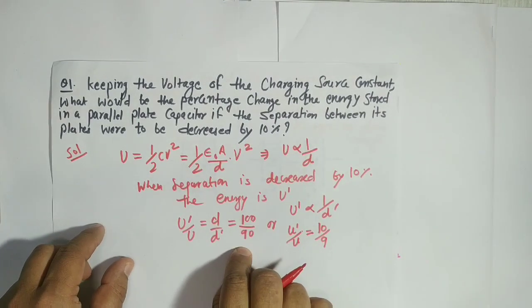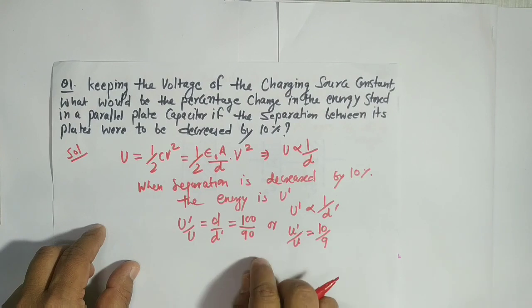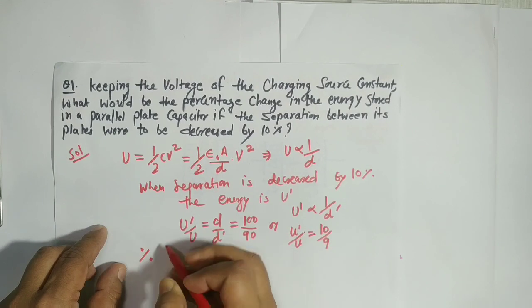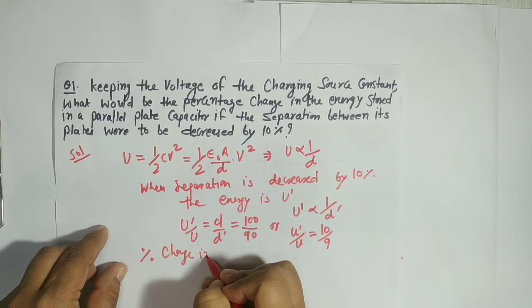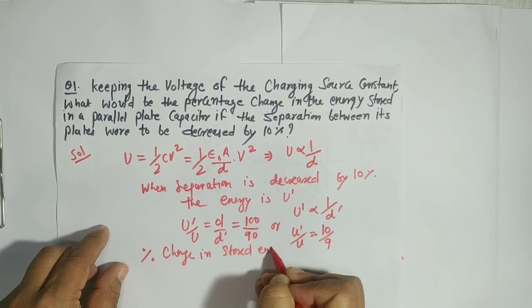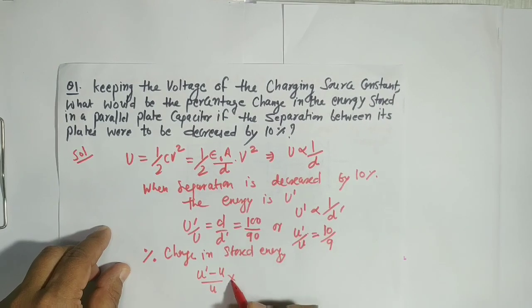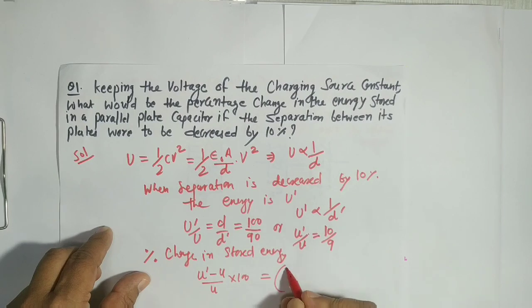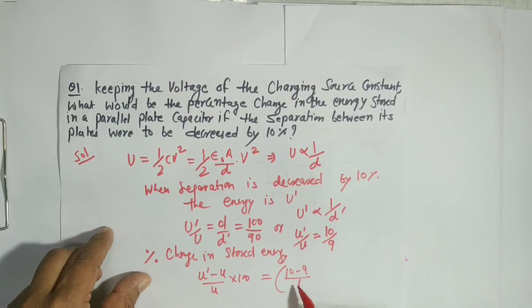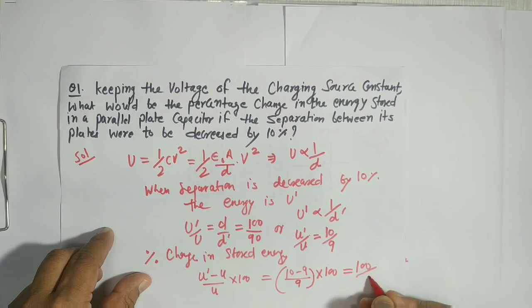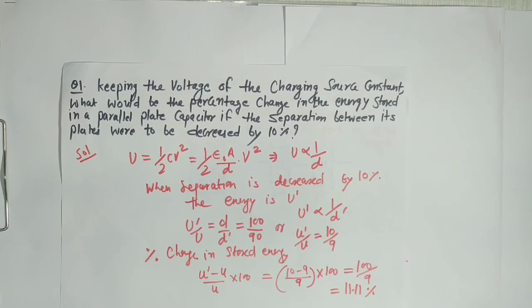Remember, decreased by 10% means 1 minus 1 by 10, so it becomes 100 by 90. Finally, the percentage change in stored energy: you know how to find percentage change, that is U dash minus U by U into 100. Solving it, it becomes 10 minus 9 by 9 into 100, so simply it becomes 100 by 9, which is 11.11%. So this is the first important question.